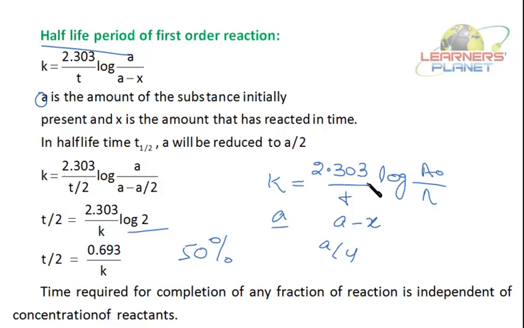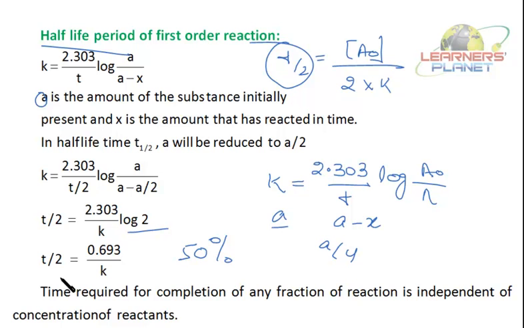Whereas if I take up the zero order reaction, in the case of zero order reaction, what is the thing? T half is equal to A naught by 2 into K. That is, the half-life, or the time required for the completion of any fraction of the reaction, is dependent on the initial concentration. So there is a difference between the half-life period for the first order and this zero order reaction.